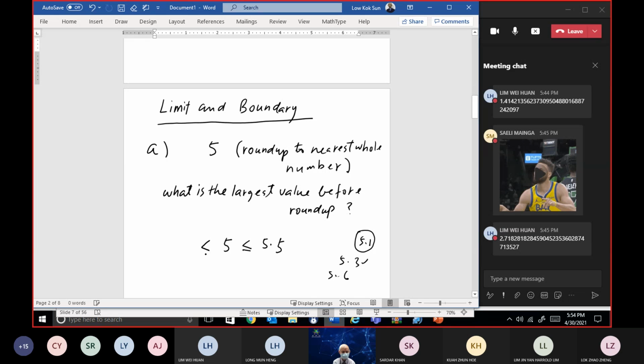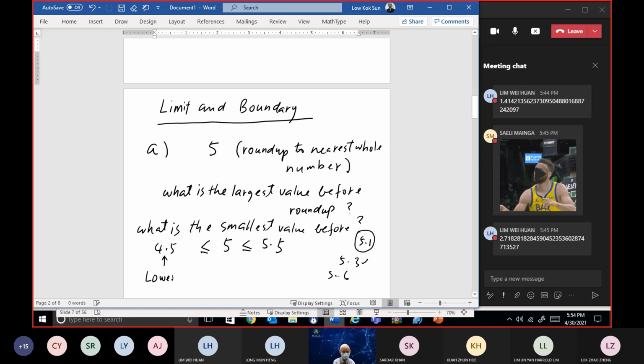Okay, let me write down: what is the smallest value it can be? It could become 4.5. Yeah, that's the smallest. Can it be 4.1? No. If it's 4.1, it becomes 4 already, not 5. So it's 4.5, 4.6, all possible.